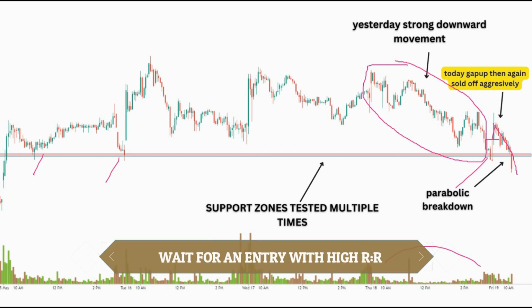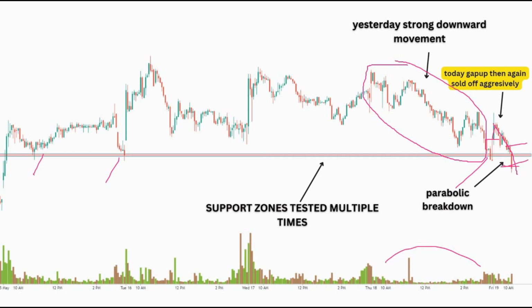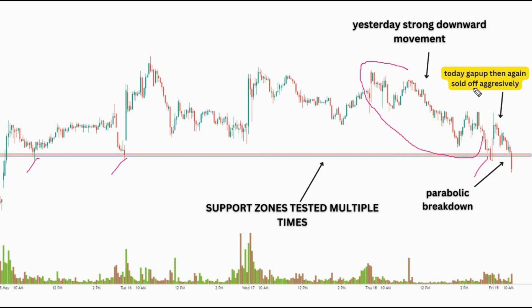But we will never enter short here with stop loss here. Why will we not sell here? Because although the support zone is tested multiple times, and yesterday also there was strong downward movement with high volumes, this is a parabolic breakdown. So that's why this is a very low probability, low risk reward trade setup. So we will avoid this kind of breakdown setups.